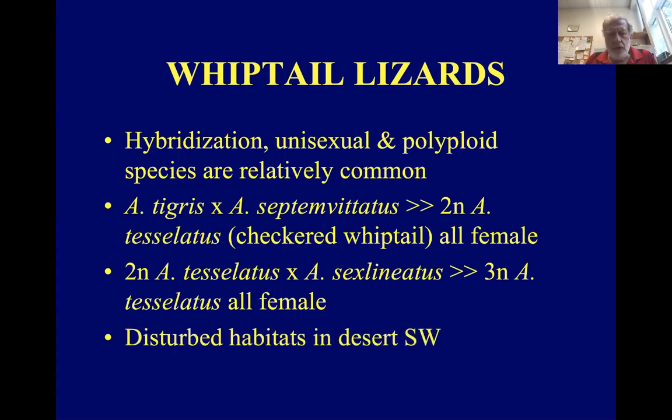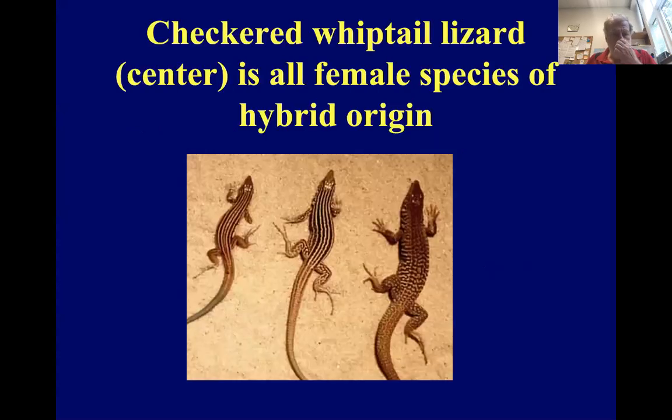And they're more common in disturbed habitats in the Southwest, like road cuts or something, where we've sort of messed up the ecological boundaries between the different species of lizards. So the checkered whiptail is the one in the middle, the tiger whiptail on the right, the other species on the left there.